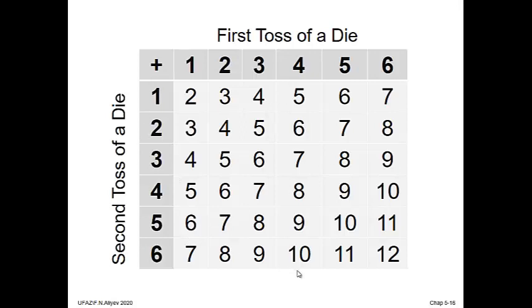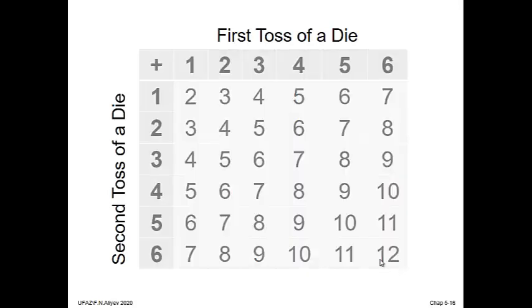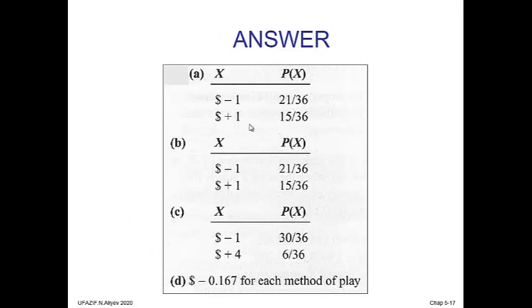Therefore, how many sums do we have in this table? 6 by 6, 36. That's why the probability to win in the first bet equals 15 over 36. Look at the solution. We create a table for this. X represents the winning and losing. You can win $1, it is +1. You can lose $1, it's -1.